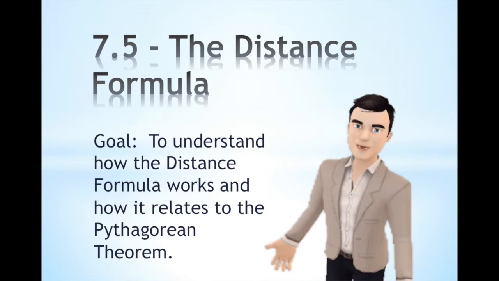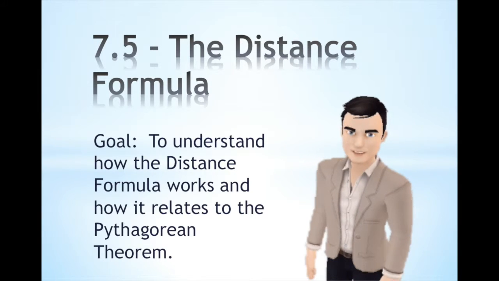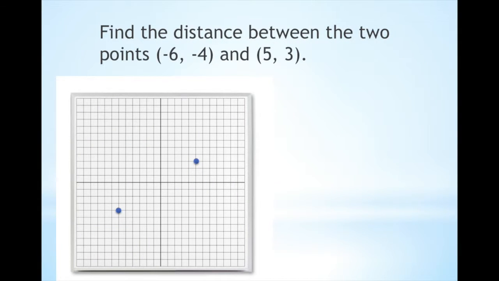In this lesson, we're going to look at the distance formula. The goal is to understand how the distance formula works and how it relates to the Pythagorean theorem. Let's start out by finding the distance between the 2 points listed, (-6, -4) and (5, 3).